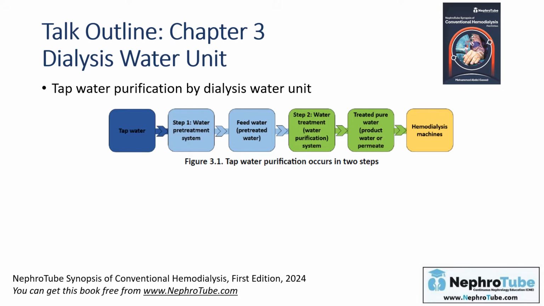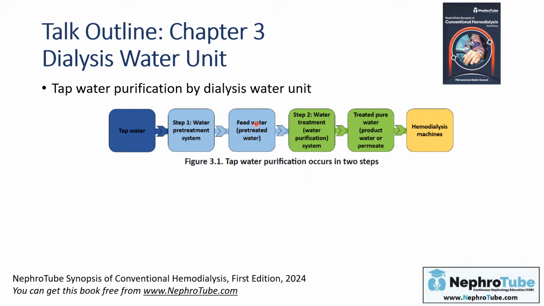Starting with the first point, which is tap water purification. How do we purify the tap water? Tap water is purified through two steps. The tap water at first goes through what is called the water pre-treatment system, and this is step one, which will form what is called feed water or pre-treated water.